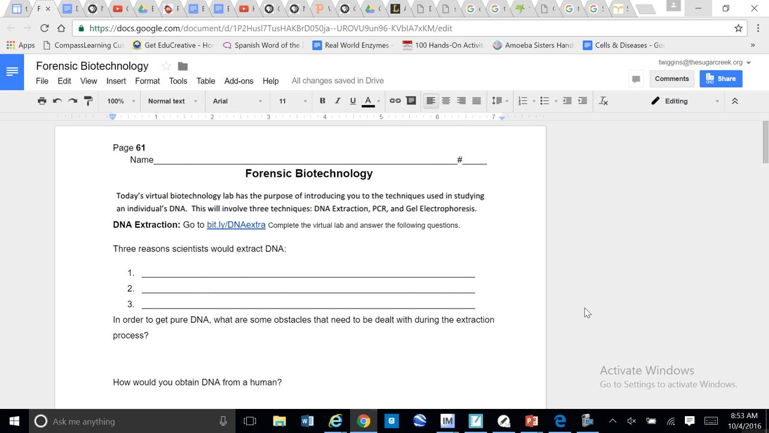I'm not going to go through every last piece of this, but what's one way we could obtain DNA from a human? Vernon? Do you need to look at your paper to answer this question? We did it yesterday in our lab demonstration. You saw it on the video. Swabbing what? Swabbing the inside of the cheek.